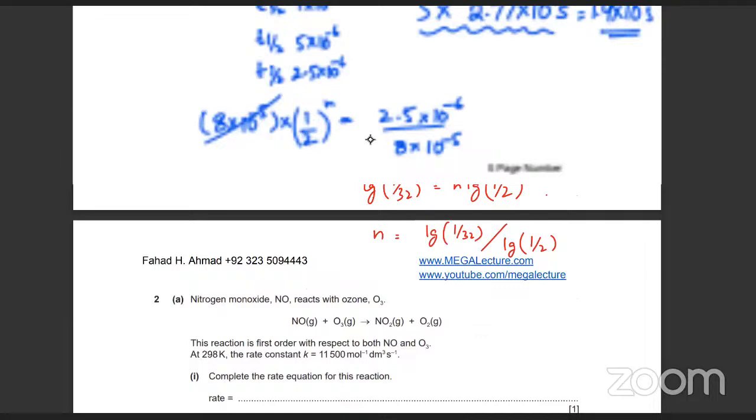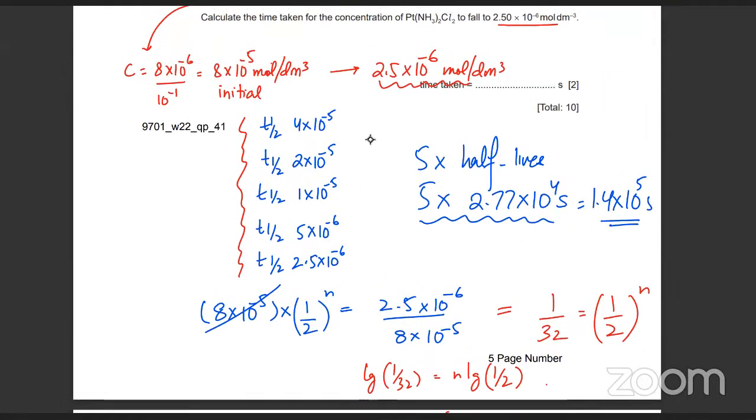Sir, the answer is 5 half-lives? Yes, look, it started from 8 into 10 power minus 5, right? Where do you have to end up? The concentration should decrease to 2.5 times 10 power minus 6. First half-life, the concentration decreases by half, it becomes 4. Second half-life, the concentration decreases by half again, it becomes 2. Third half-life, it decreases by half, it becomes 1. Fourth half-life, it decreases by half again, so it's going to become 5 times 10 power minus 6. By the fifth half-life, it's decreased through 5 half-lives. So 5 half-lives, and the half-life value was given. What's the time taken for one half-life? And you get your total time.